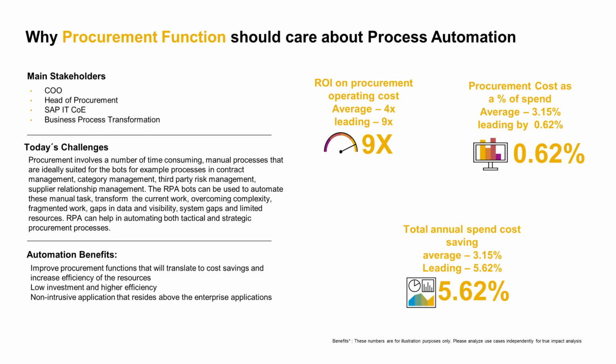These RPA bots can automate complex tasks, and they can transform complex processes. They can reveal any gaps in the data and in visibility, and can help in further automating both tactical and strategic procurement processes. In terms of numbers again, we see a 9-fold improvement in return on investment. If we look at procurement as the total percentage of the spend, we have only a 0.62% spend on the procurement cost after automation. And if we talk about the total annual spend cost saving, it comes to 5.62%.